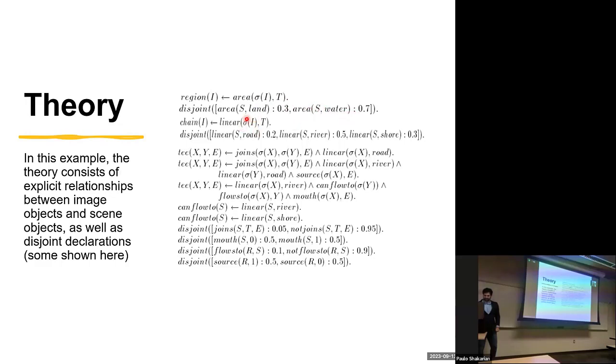Likewise, if there is a scene element in I and it's a linear feature, then we can conclude that I has a chain in it. And here we see different things that linear feature could be. It could be a river, it could be a road, and so on. So remember, the things in the body of the rule are what we're trying to conclude. The things in the head of the rule are just stuff that was recognized by the perceptual model.